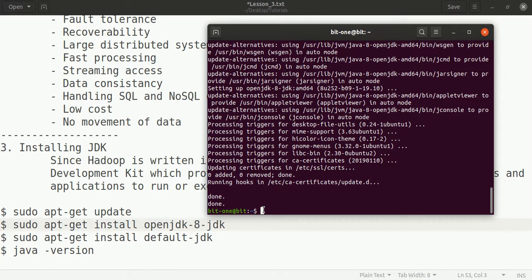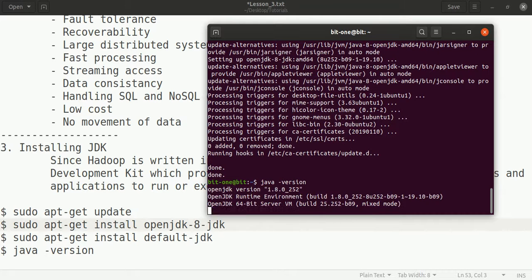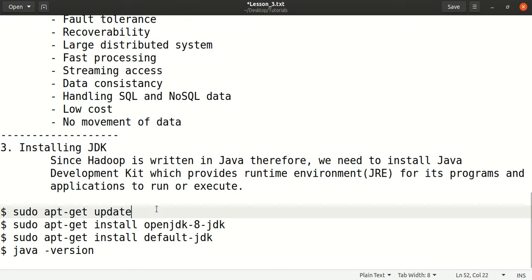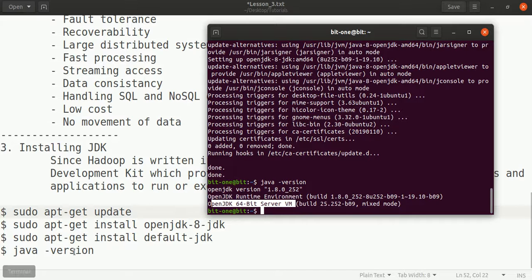Now let me see whether it is correctly installed or not. I say java, then I put version here. Here it is showing that you have installed JDK version 8, and OpenJDK is a 64-bit server virtual machine. So I hope you understood, friends, about these things. The installation is done, and I clear the terminal and exit.